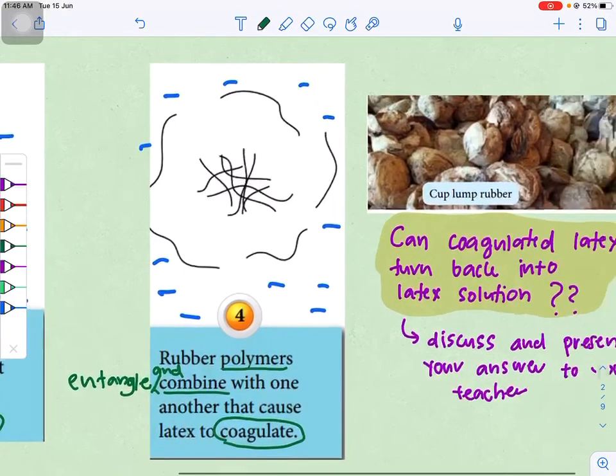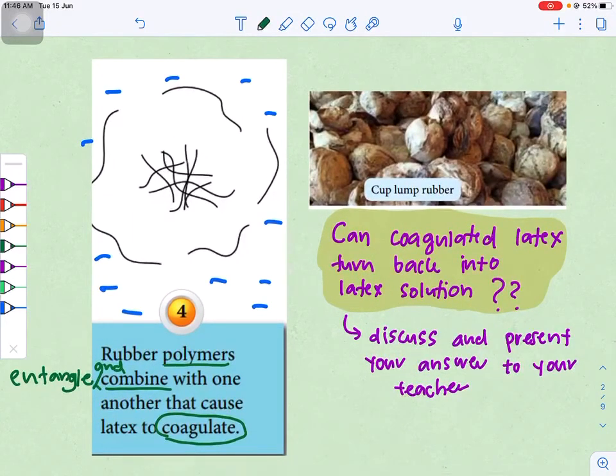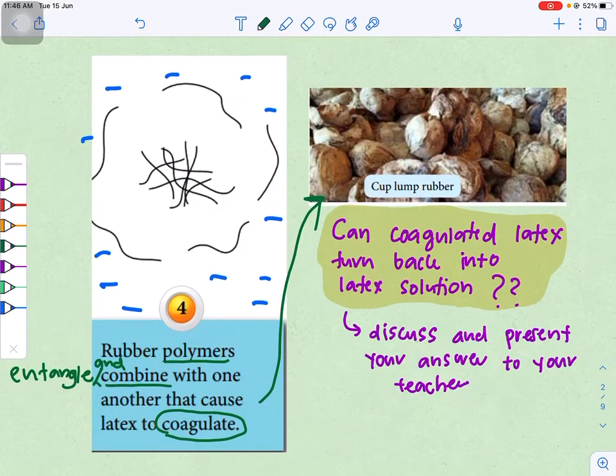So when the latex coagulates, this is what you can collect daripada bekas yang letak dekat rubber tree. Dia dah jadi bergumpal macam tu, separate with the water. So you can see dalam cup tu, water separates from the lump rubber bulat. The shape is like that because it follows the shape of the container. The cup tu lah, dia follow container cup dia tu, biasanya bentuk macam tu. So that is the shape that you can get.